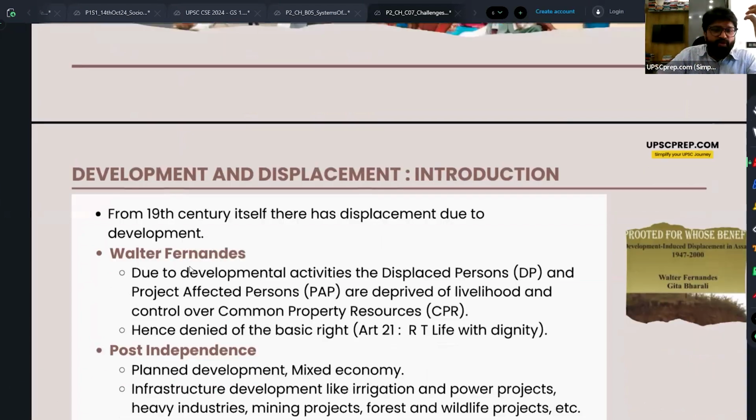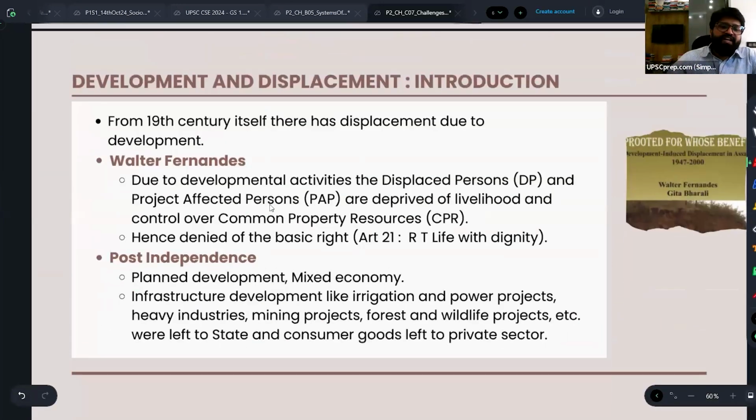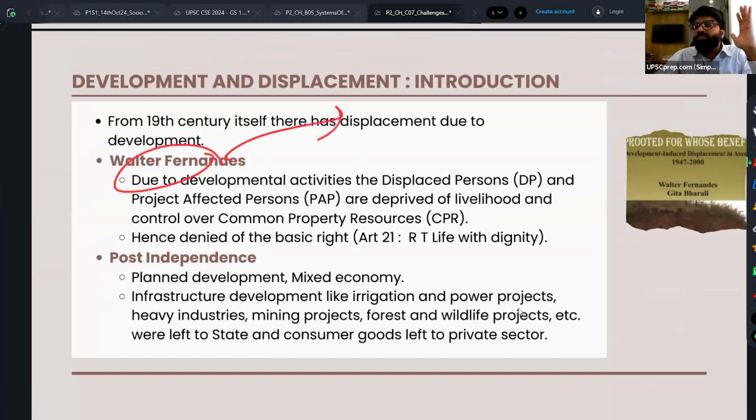So whenever I'm talking about all of these things, obviously it should not appear as if you're writing for sociology students only. The points that you're mentioning, you cannot directly use "Walter Fernandez has said so and so", because the person with only a sociology background would know who this person is. When you're writing a GS answer, the person evaluating your GS papers does not have a sociology background.